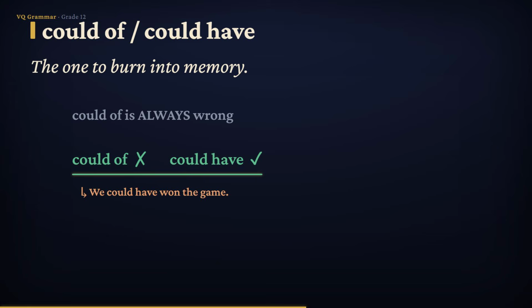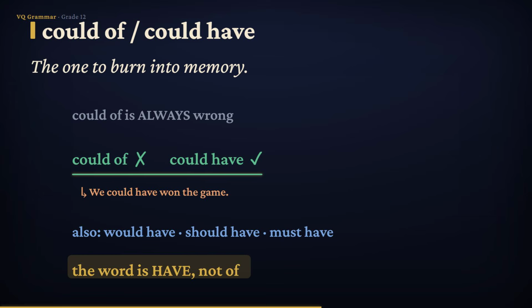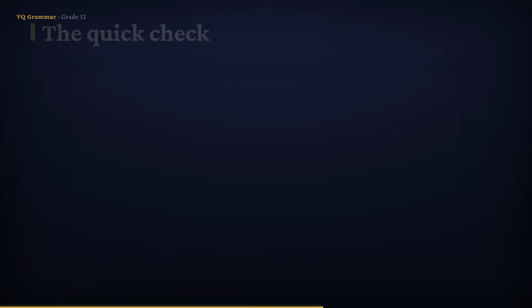Never could of. And the same holds for the whole family. Would have, should have, must have, might have. Never would of, should of, must of. So whenever you hear that "of" after could, would, should, or must, stop and write have instead. The word is have, not of.